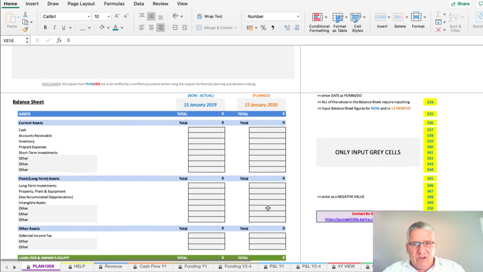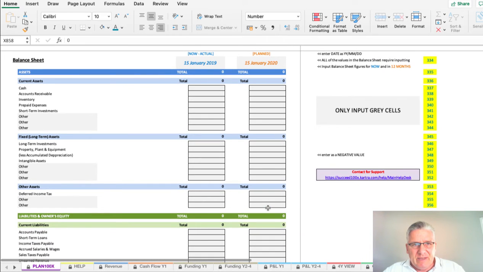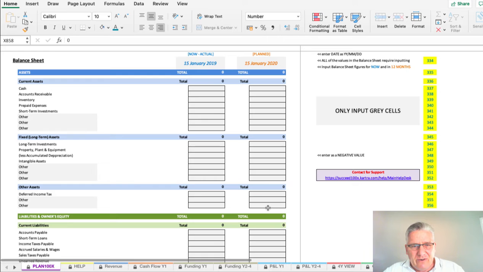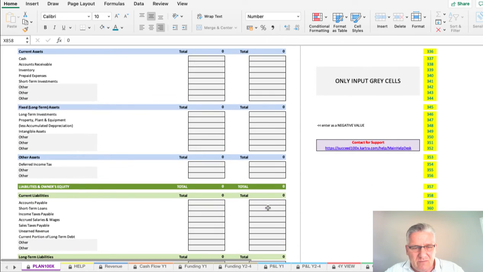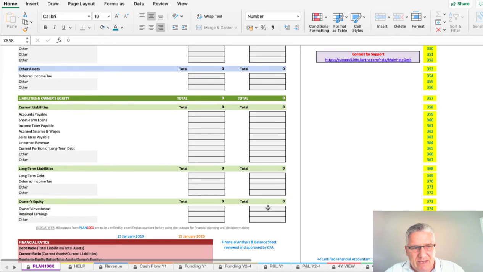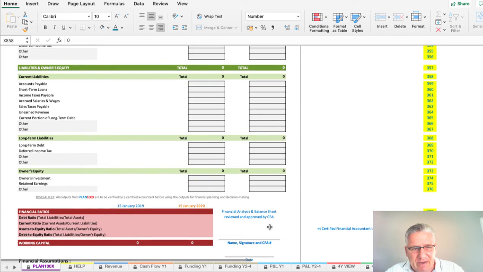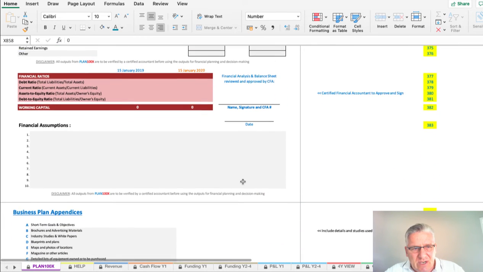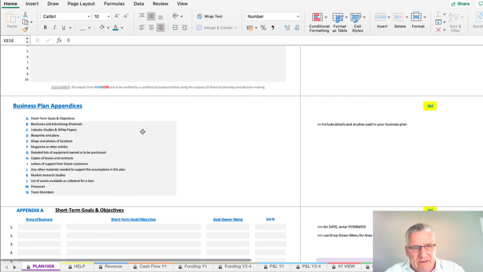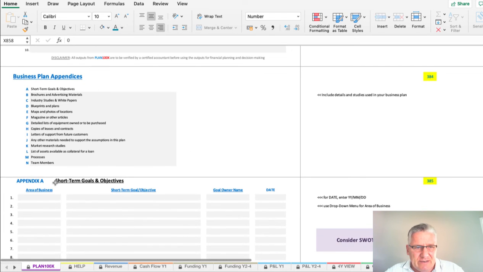Right, and then at the bottom, we're not going to put in the balance sheet now because that takes quite a bit of work and is not really needed right now in terms of looking at the financial viability of your product or service. At the bottom here also are the financial ratios that come out of the balance sheet. We also wouldn't be looking at that right now. There's financial assumptions. We're not going to write those in. And obviously any appendices. There's your goals, short-term goals and objectives. And very importantly, we're just reminding you here to consider any actions coming out of the SWOT analysis.